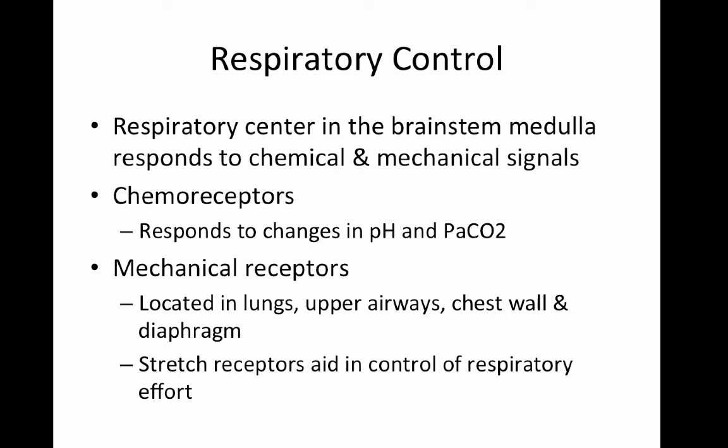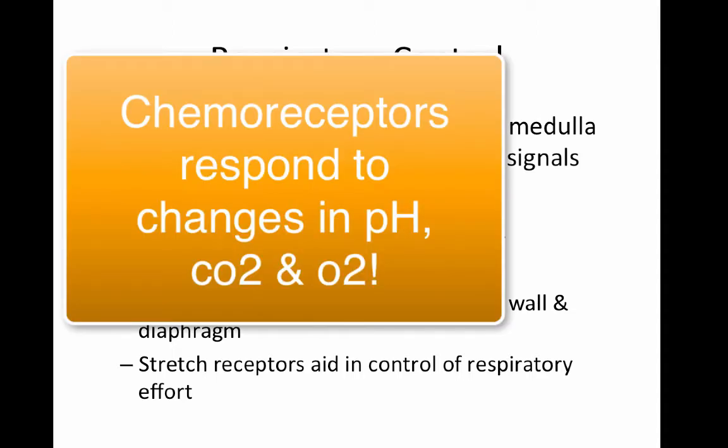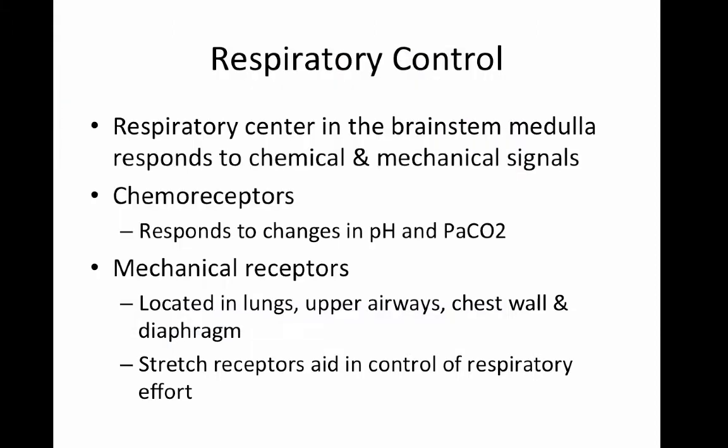Respiratory control is under control of the respiratory center. There in the brainstem medulla, there is a respiratory center that responds to both chemical and mechanical signals. There are chemoreceptors that are found in the medulla. If you remember, those chemoreceptors are important because they respond to changes in pH, or hydrogen ion, and PCO2 as well. So if the environment is acidic, if there's an increase in hydrogen ion, it's going to cause the medulla to increase the respiratory rate and tidal volume to try and blow off some of that increased CO2.